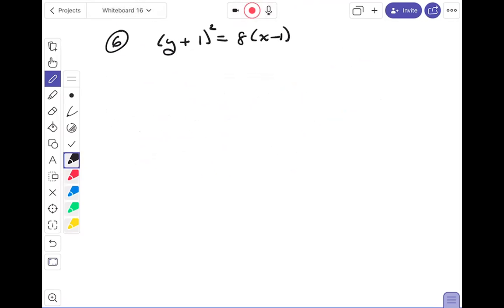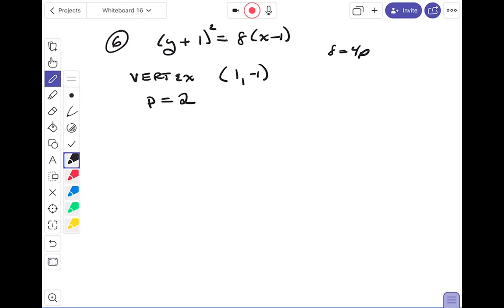All right, so I'm going to write the vertex down. It's probably the easiest thing for me to do. What's the vertex going to be? Well, looking at it, the x number would be 1 and the y number is -1. All right. I'm going to write down the p here. And the p, I know that 8 equals 4p. So that means p must be 2.